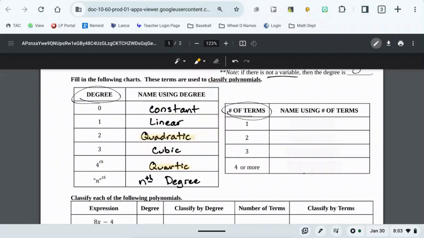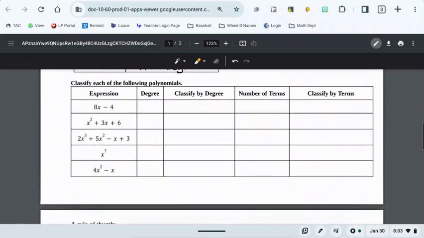Okay, now if we go to the right, if we see a polynomial and we count the number of terms, each term is separated by an addition or subtraction sign. Number of terms, if there's one term, we call it a monomial. If there are two terms, call it a binomial. Three terms, we call it a trinomial. And four or more, we call it a polynomial. And also, polynomial is also a general term that we use when discussing these. Okay, let's take a look at some examples in their table.